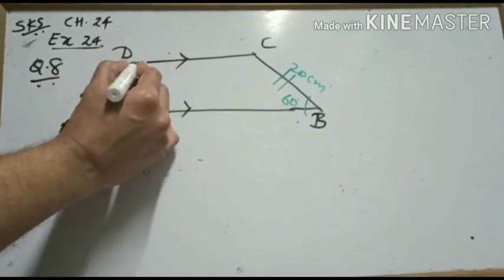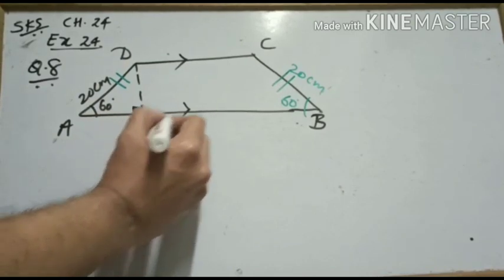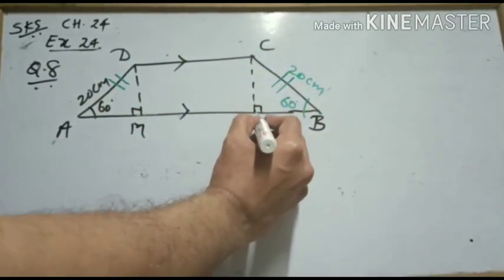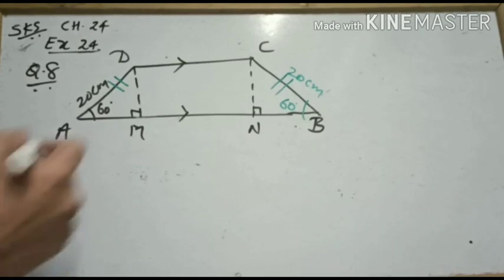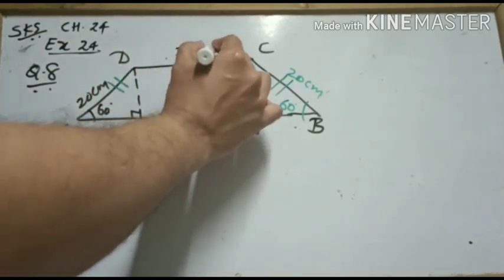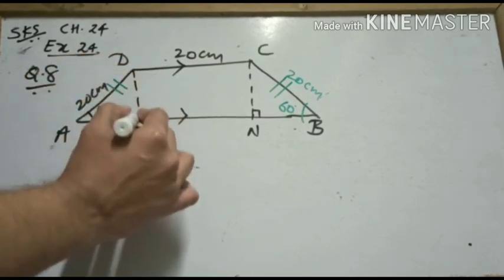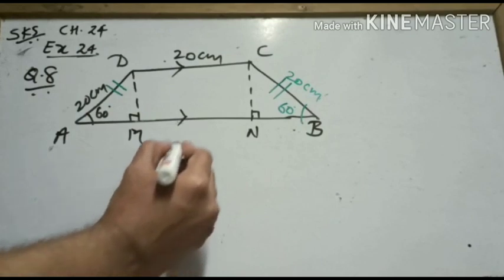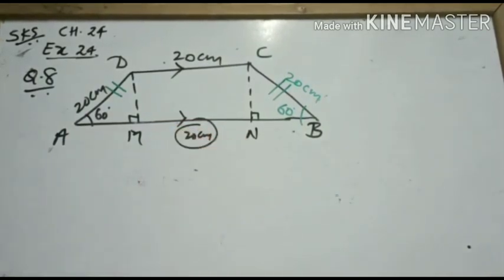Now dear friends, they have asked us to find out the length of AB as well as the distance between these two sides. To calculate the distance between these two sides, I am dropping down a perpendicular. Say this is DM and here I am saying it as CN. Now it's pretty simple. They have given one more value, DC is 20 centimeter. Now if you understand, I will be able to prove that quadrilateral DMNC is a rectangle. I can prove it easily. So MN will be equal to 20 centimeter.